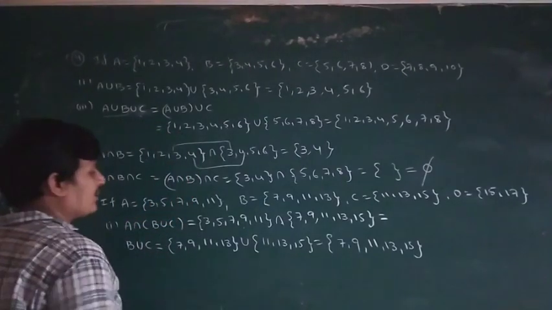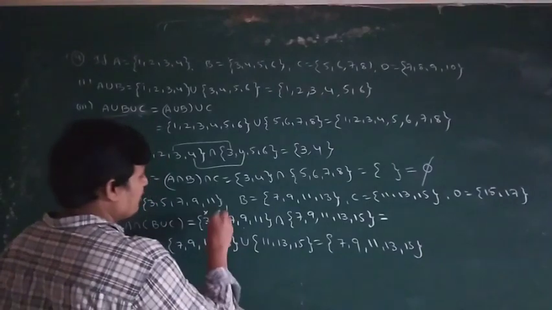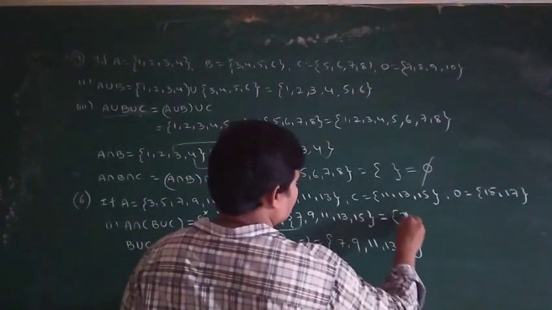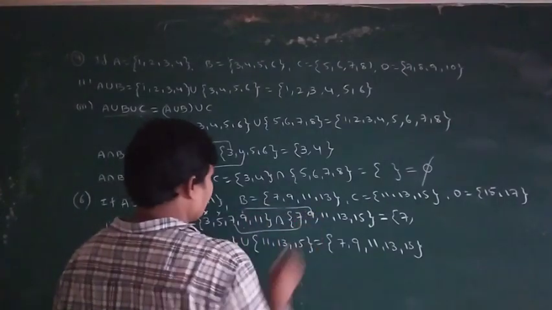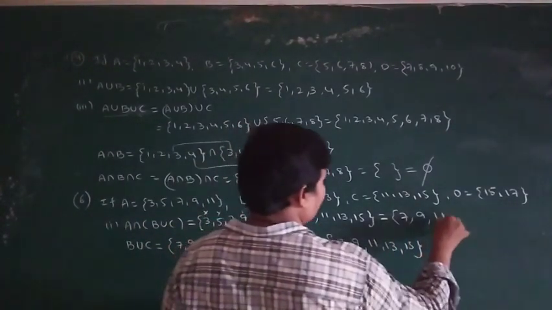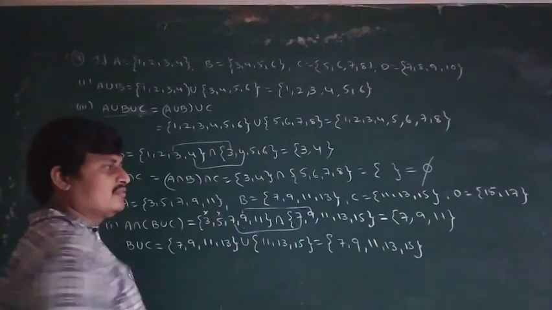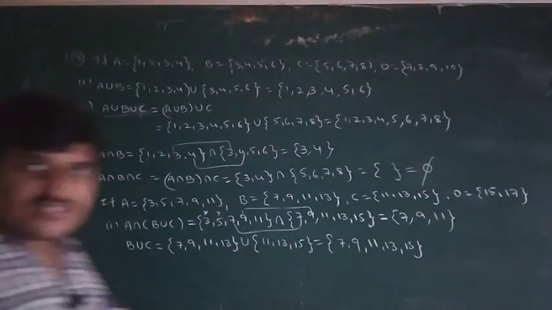Intersection means what? Common. 3 not taken because only single. 5 is single. So 7. 7 is in the two sets. 7. Next to 9. 7, 9. Next 11 also common in both sets. Next 13, 15 are only in the second set. So this type. Okay. Understand? Next.